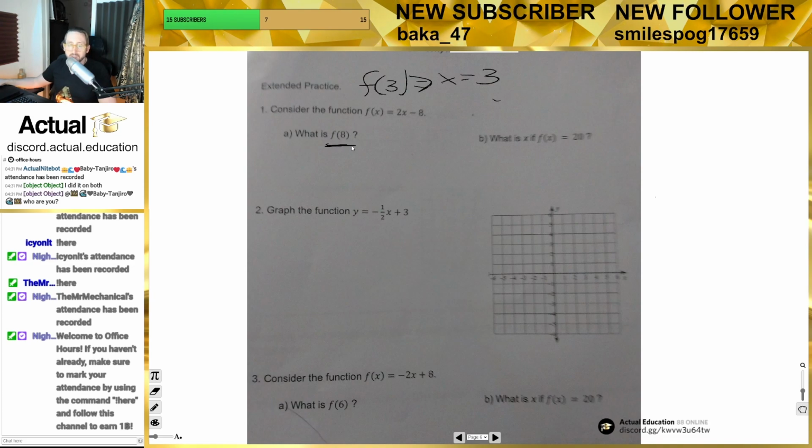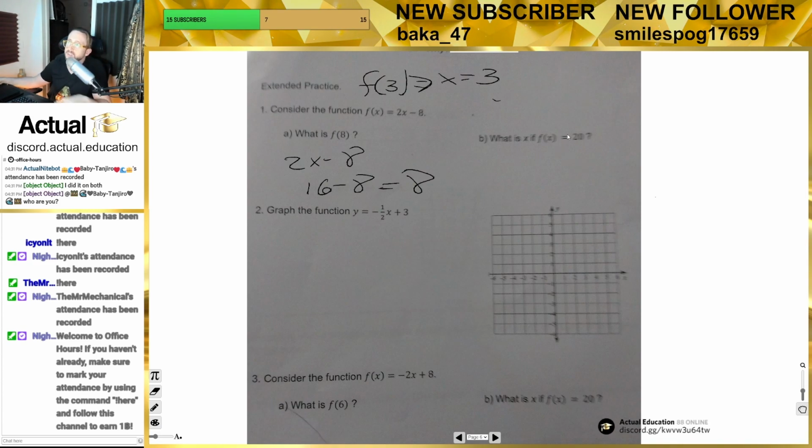Okay, so f of 8. F of 8 means that I'm going to plug in 8 for everywhere I see x in my function. Do you see this is the function? If I plug 8 in for x, what is this going to equal? It equals 2x minus 8. Good. Now I'm going to substitute in 8 for x. So what am I going to get? You're gonna get 16 minus 8. Good. Nice, you did it. Cool.